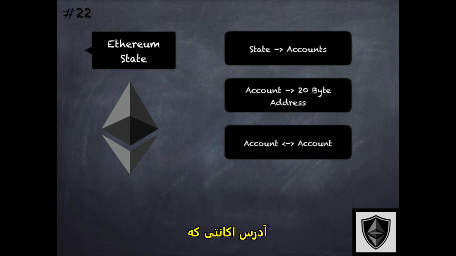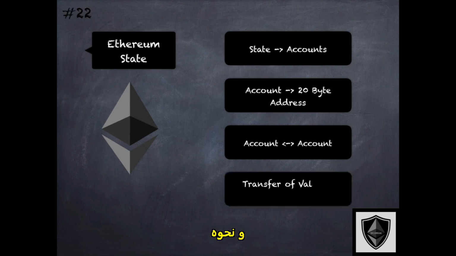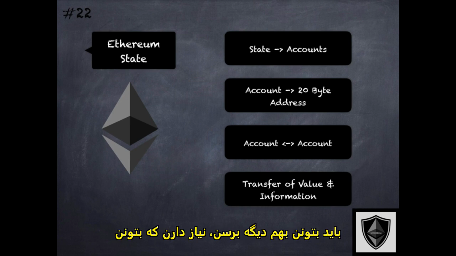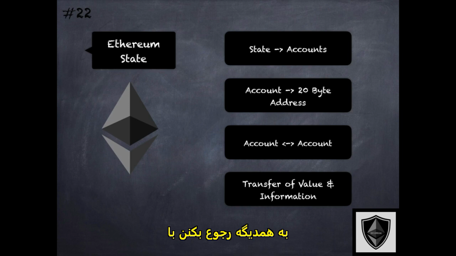They need to know the address of the account that they're talking to, and it's really critical to how messaging works within the Ethereum protocol, and how the accounts engage in transfer of value or transfer of information. This is what enables it. They need to be able to address, to refer to each other using their address.